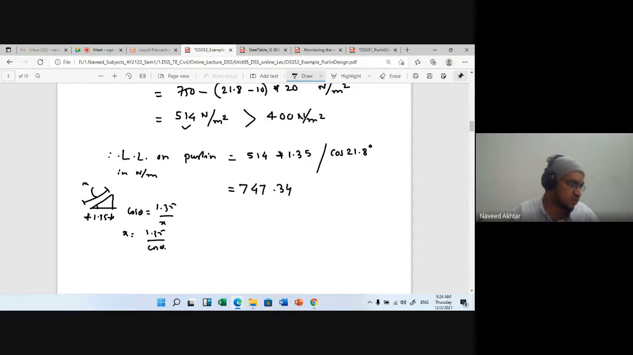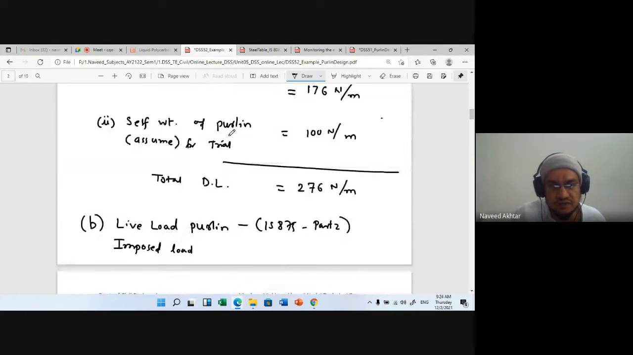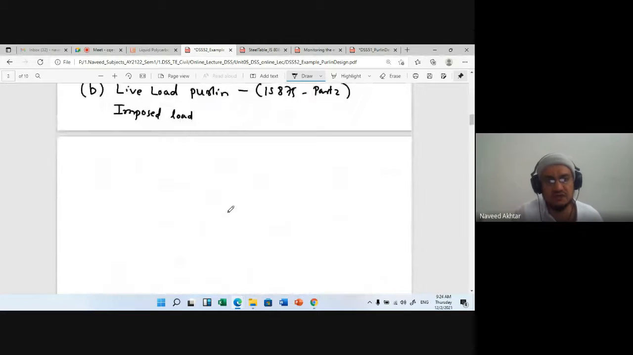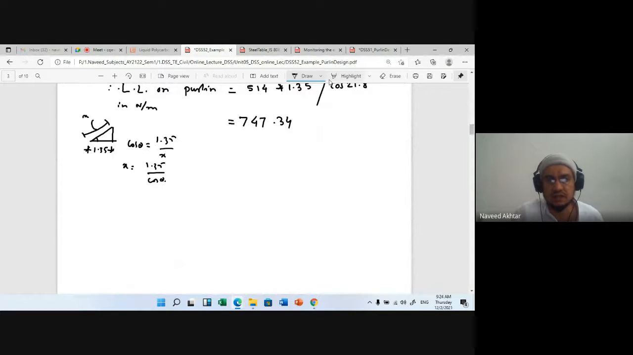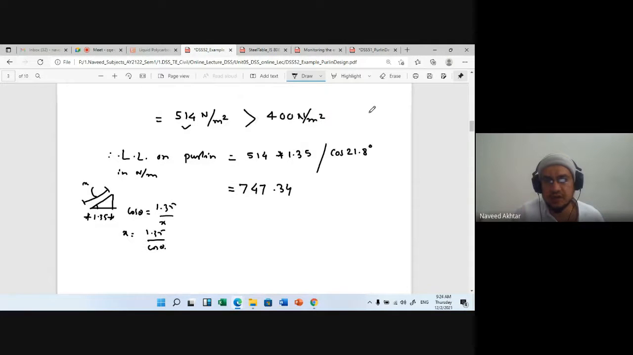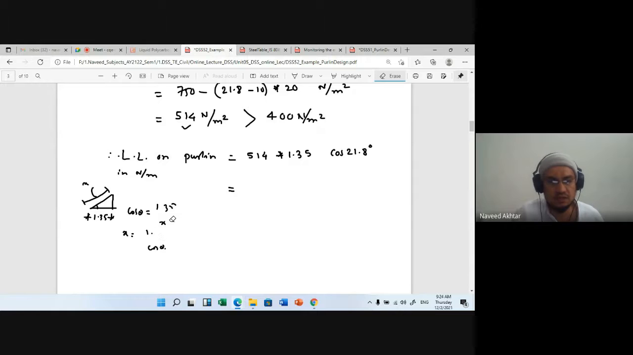I am doing something wrong. The sloping spacing is given as 1.35 as the purlin spacing. Sorry for that. So this is given as 1.35 and we have to convert it into plan. This is our x.